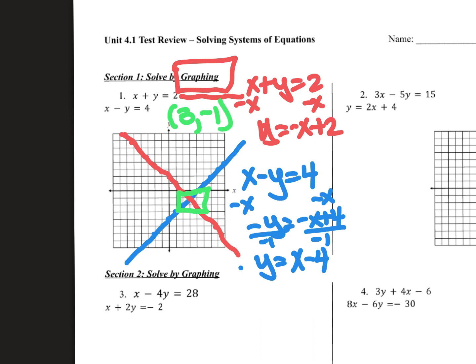How do you check it? Well, take those points, that x and that y, and plug them into both of those equations. If it makes it true, you know you got it. So how about you try the next one?